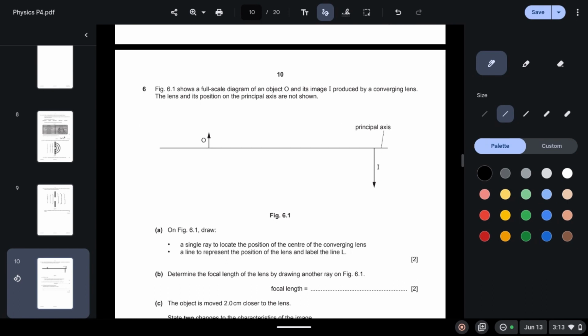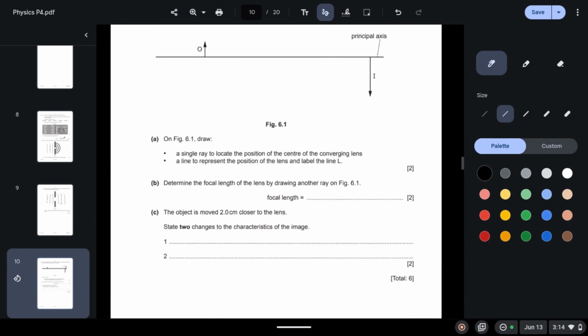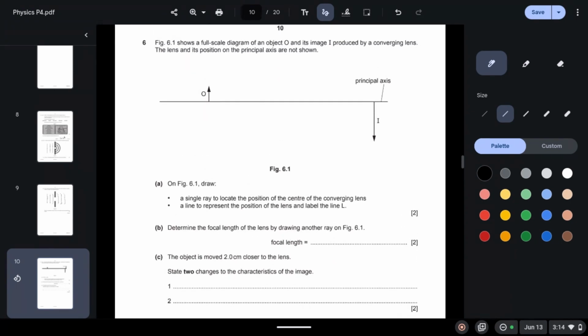Question 6. Figure 6.1 shows a full-scale diagram of an object O and its image I produced by a converging lens. The lens and its position on the principal axis are not shown. On figure 6.1, draw a single ray to locate the position of the center of the converging lens.